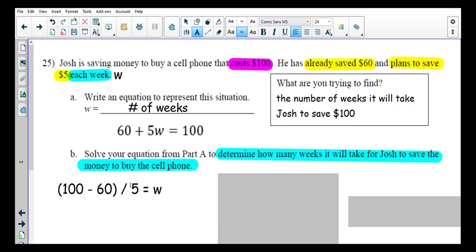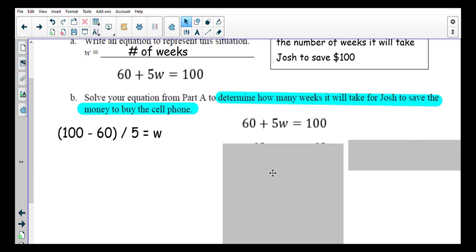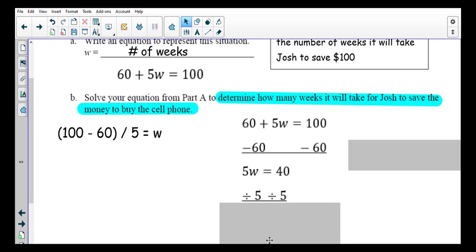Now, the easy part is the next part. That's solving the equation. So let's use our inverse operations. The inverse of adding 60 is to subtract 60. So we'll subtract 60 from both sides. That's going to get us 5W equals 40. Divide both sides by 5 to get our final solution.